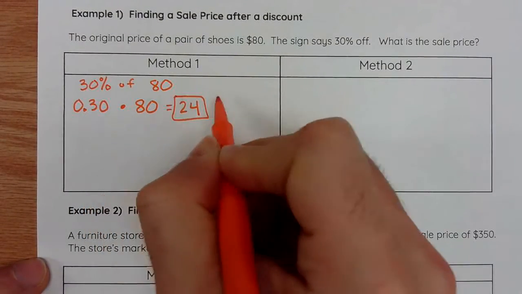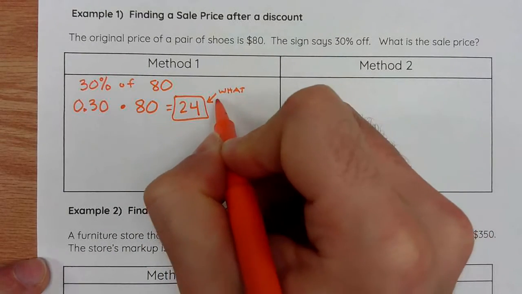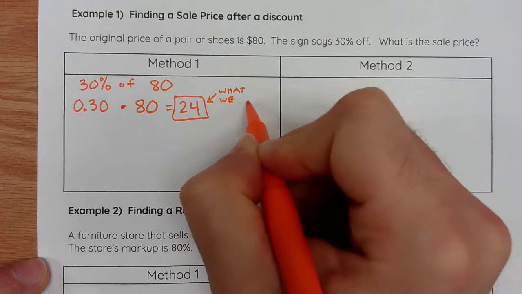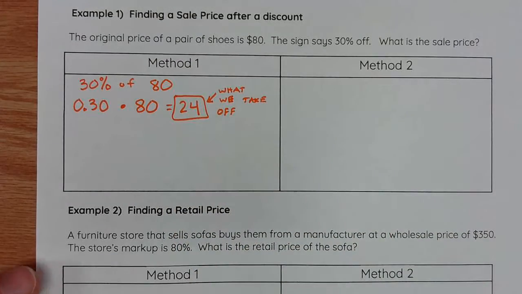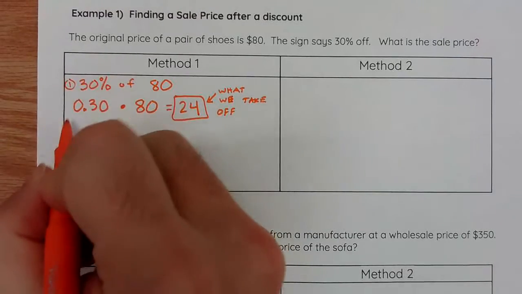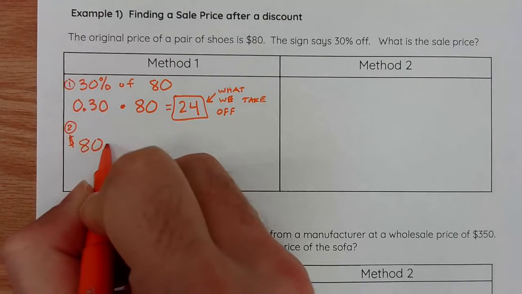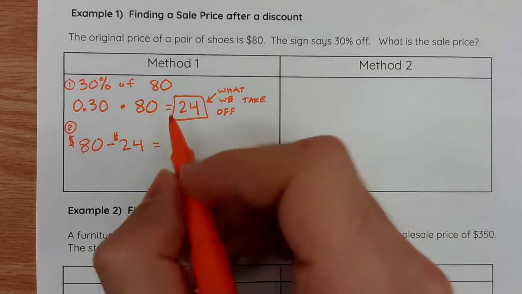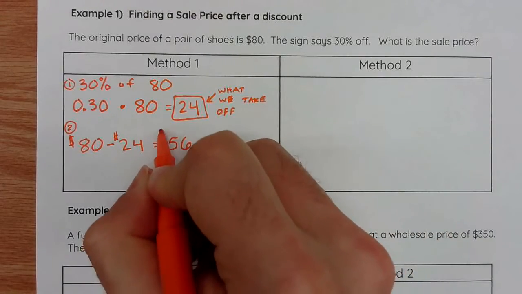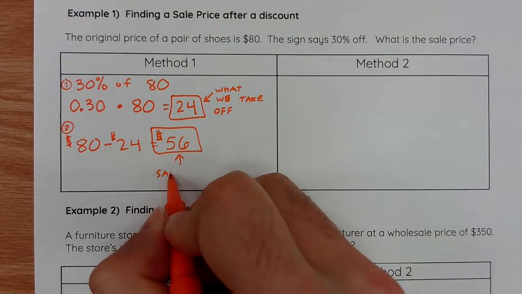Now 24 is not what we pay, it's what we take off. It's how much we're saving. We're saving $24. So this was step 1. Step 2, we're going to take our original price, $80, and we're going to subtract our $24 to find our final sale price, $56. So that is the final. That's our sale price.